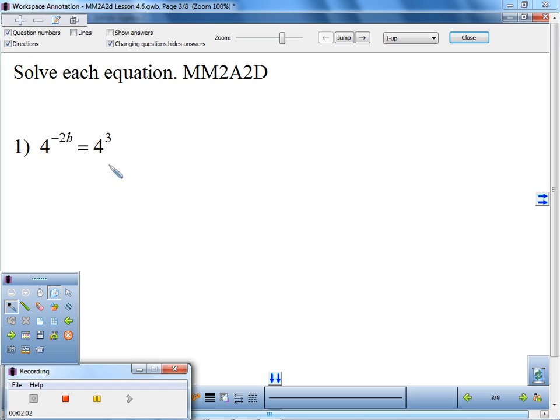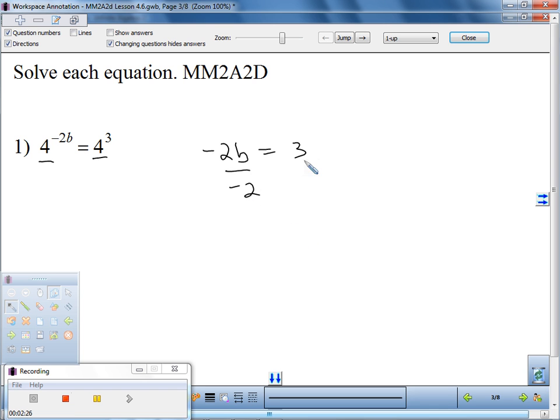Here we have the same base. Anytime you have the same base, you can set your exponents equal to each other. This is one of the more straightforward ones that you'll see. Here you have base 4 and base 4, so our exponents have to be equal. So we set those equal: negative 2b is equal to 3. It's just a one-step equation, and we end up with b equal to negative 3/2.